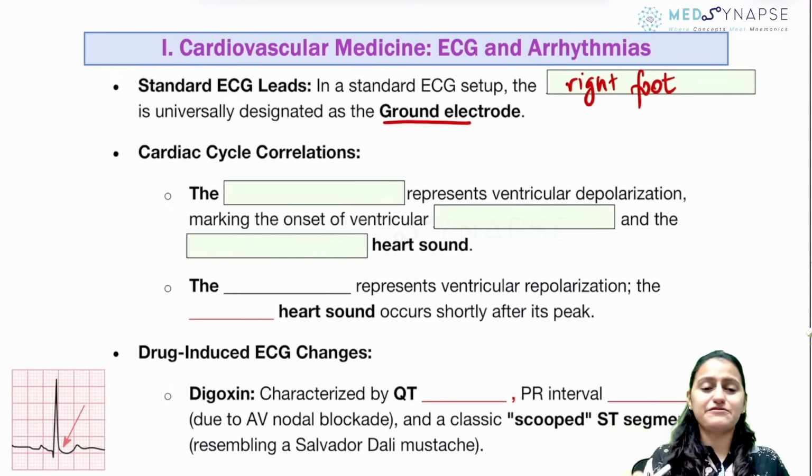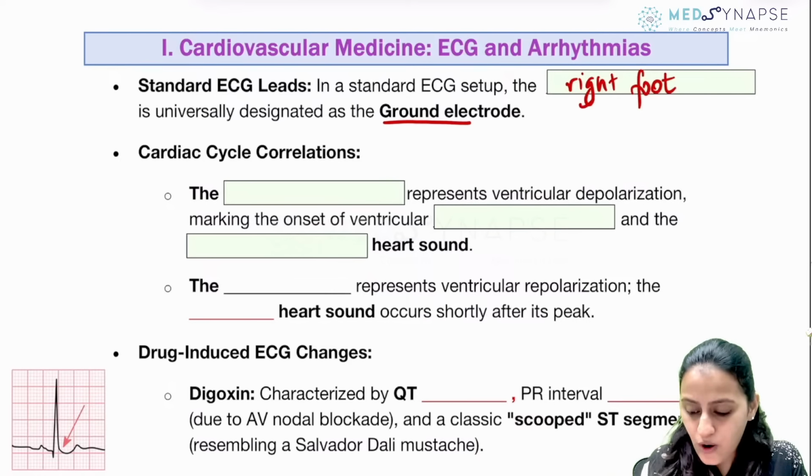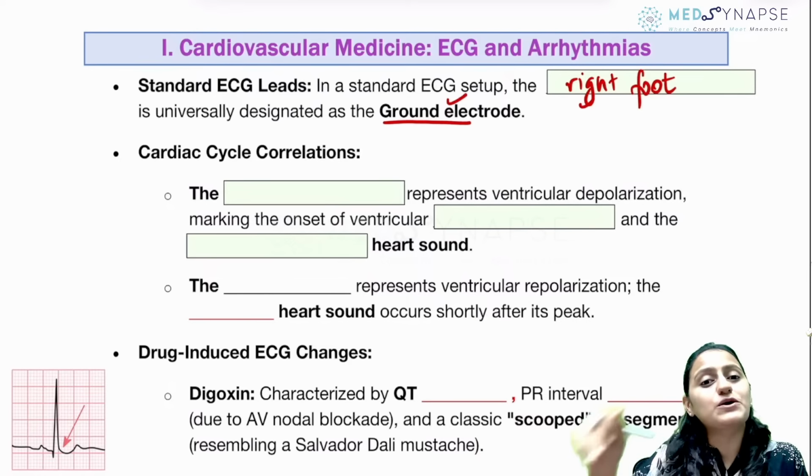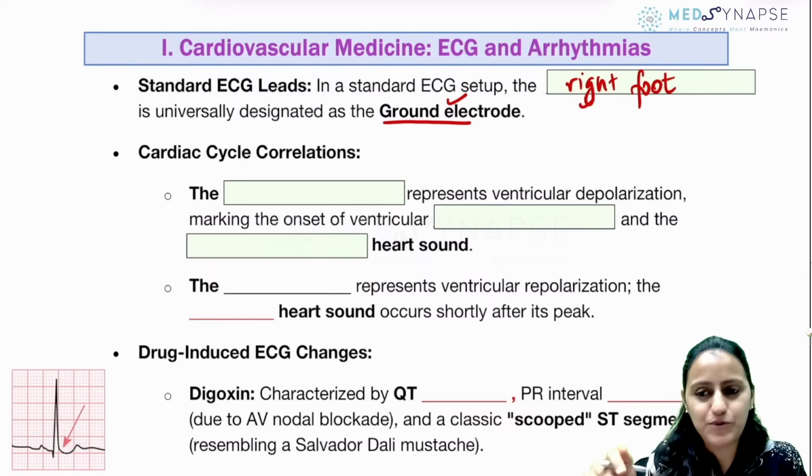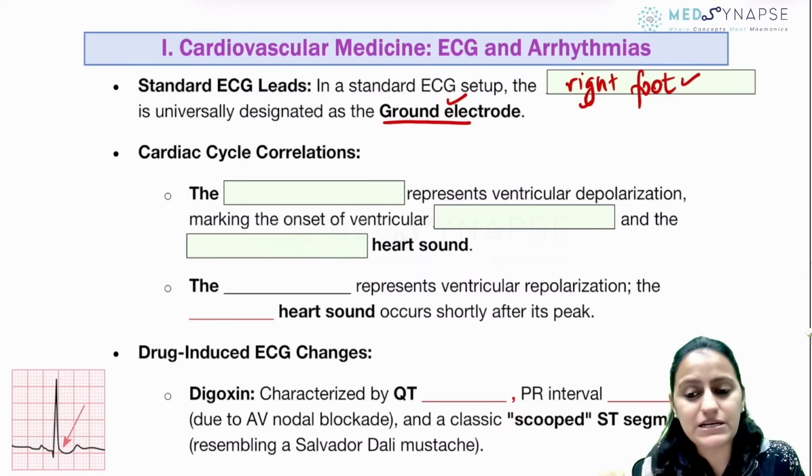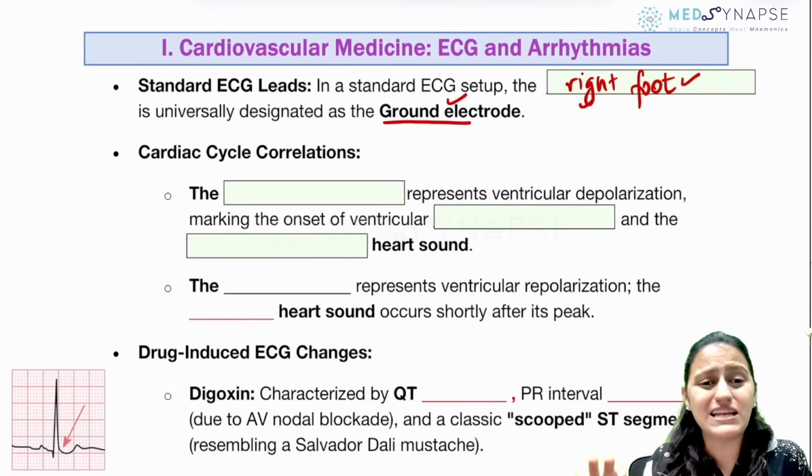Right, it's the right foot. So remember it as right on the ground. It's right to be on the ground. Okay, to be grounded. That's how you remember. So you remain on the ground with the foot. So it is the right foot, not the left.